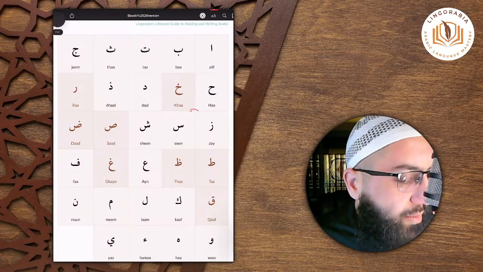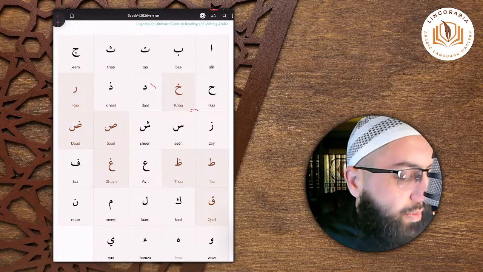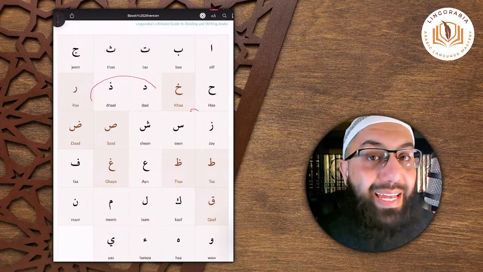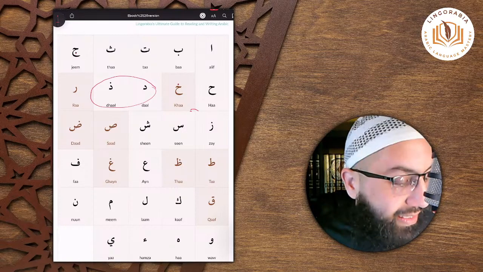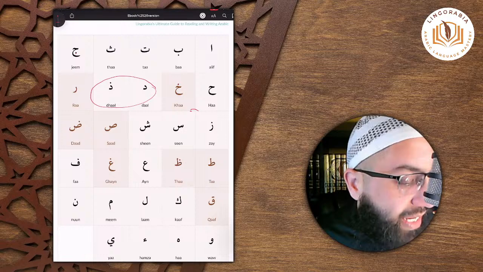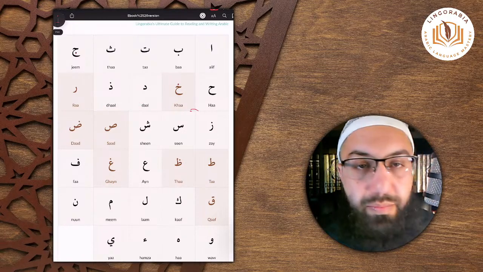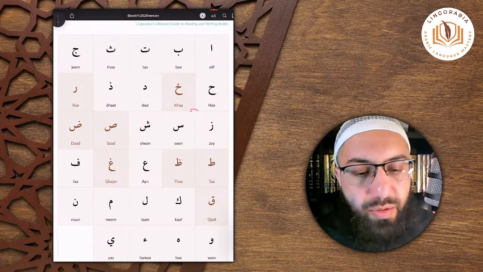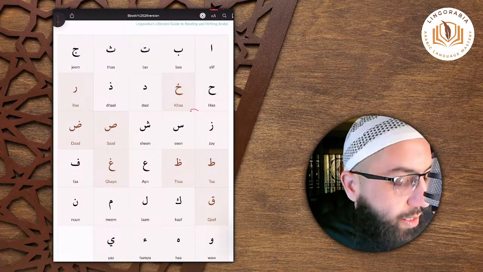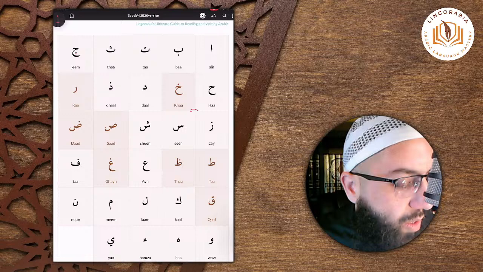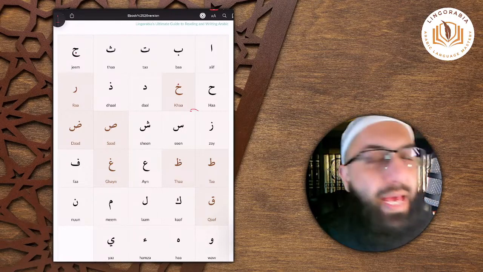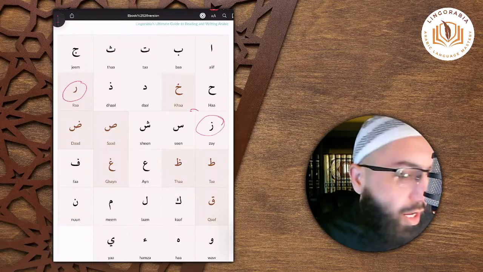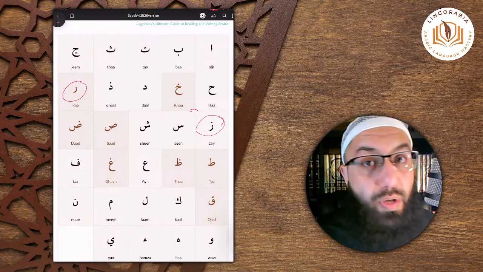Then we carried on to the next 2 letters, the dal and the dhal. Both light letters, the dal having no dot, only a shape, and the dhal with a dot on it. We discussed the characteristics and the pronunciation. Then we went to the ra and to the zay. These 2 letters are similar in shape, one group. Obviously, the pronunciation is different.